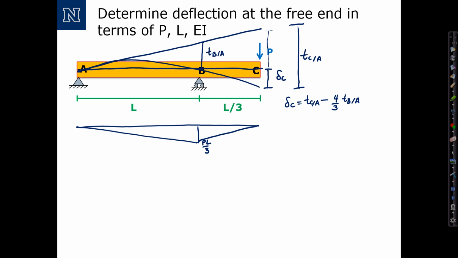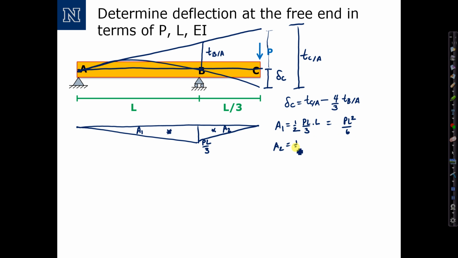Okay? To evaluate T at C with respect to A, I consider the entire moment diagram for the beam. So I'm going to divide it into 2 areas. I'm going to call this area right here A1, which has a centroidal location right about there. I'm going to call this area over here A2, with a centroidal location right about there. Let's calculate those areas. A1 is equal to 1/2 times the height, PL over 3, times the length, which reduces to PL squared over 6.